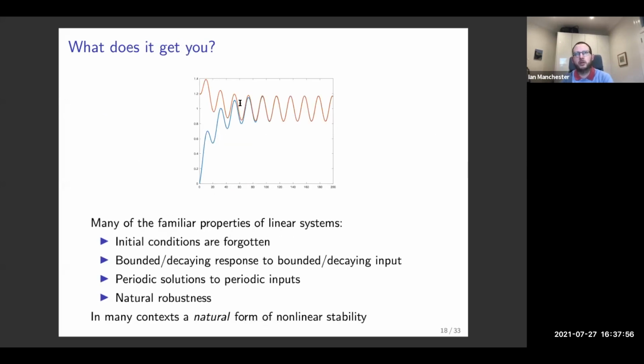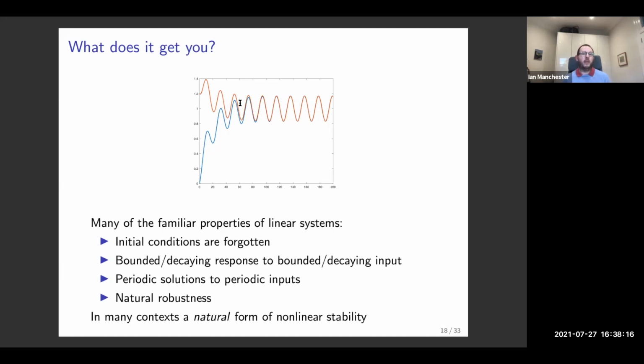What's the right way of thinking about contraction? I guess, what does it get you? Roughly speaking, I would say that for nonlinear dynamical systems, contraction is the kind of formulation of stability that makes nonlinear systems most like linear systems.